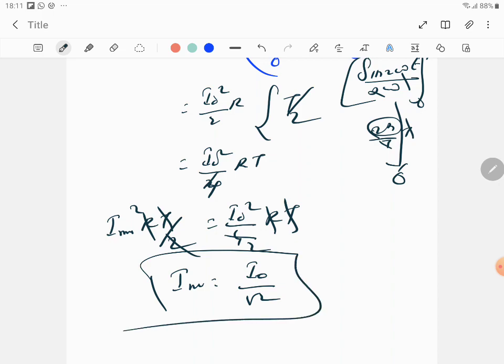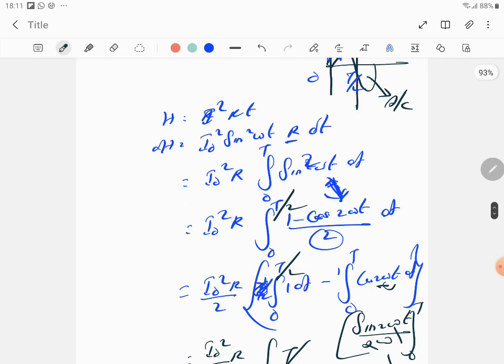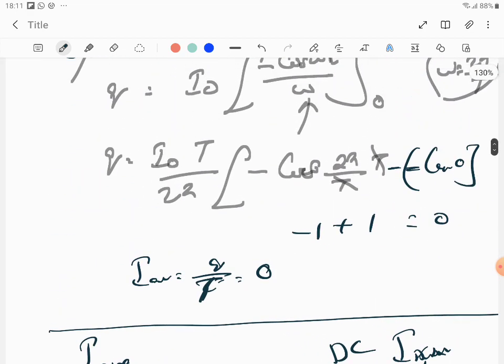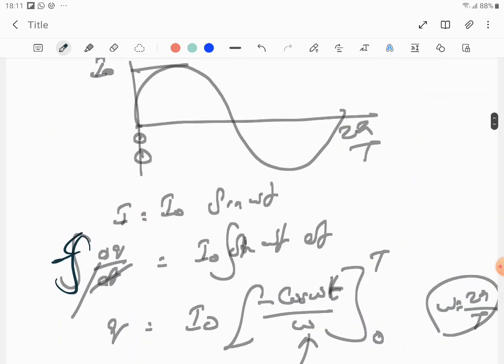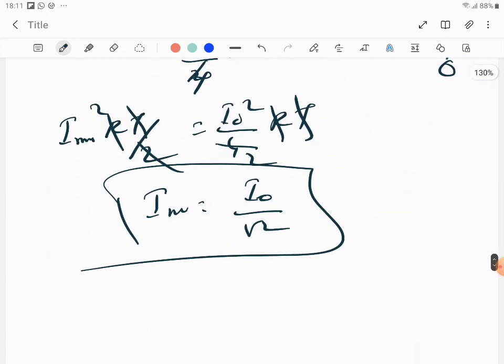You understand? I forgot to say it's half the time period. Full time period we can never put. If you put the full time period, you know that the current value will become 0. We just saw it in the previous derivation. So we have to take only half the time period and do this. Are you clear? And it's 1 by root 2, which is nothing but 0.707 I naught. 1 by 1.414 is 0.707. So this is what is called the I RMS and I naught relationship.